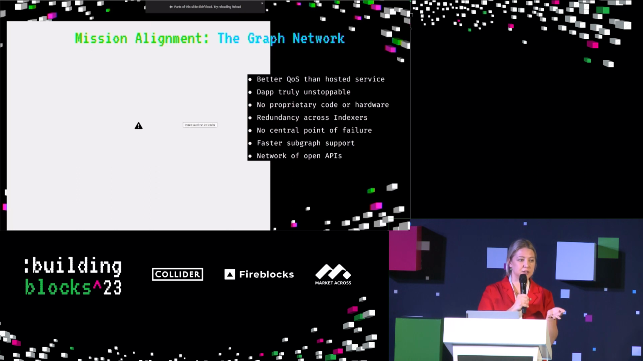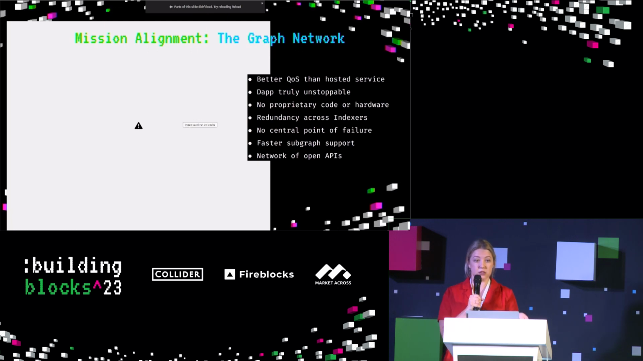So first and foremost, the network actually has better quality of service. We have now seen that the hosted service that is still run today is inferior to the decentralized network for Ethereum applications, which is no small feat. Part of that is that we have hundreds of indexers, hundreds of node operators, who are providing that redundancy, providing quality of service. They get to specialize in this.